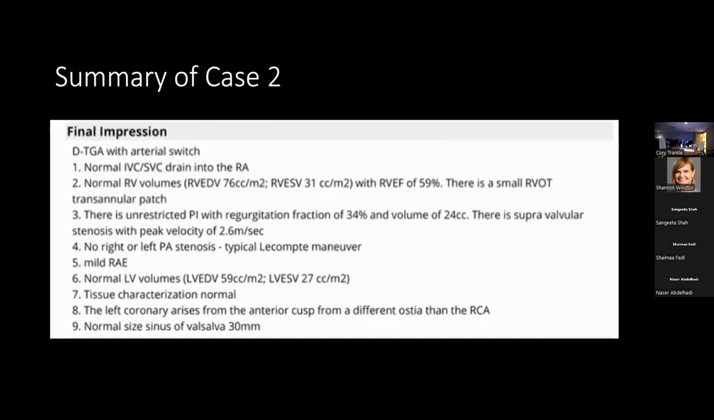In summary, this patient had normal RV volumes and function despite the presence of the supravalvular PA narrowing. The supravalvular PA narrowing had a velocity of 2.6 meters per second. There was a pulmonary regurgitation estimated at about 34%. There was no preferential flow to the pulmonary artery branches. There was a variation of the left coronary arising from the same cusp as the right coronary with acute angulation.